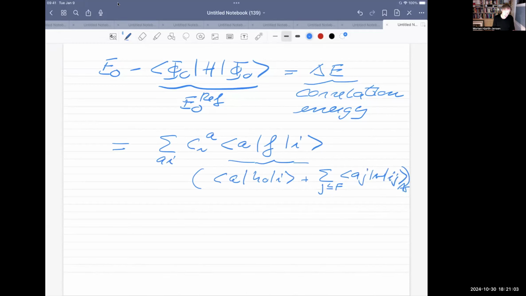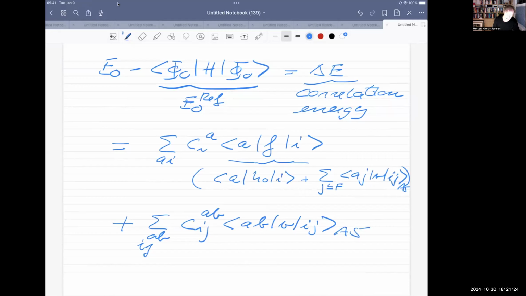And then we have the next term, which is now given by the sum over two particle, two hole excitations. And we have a Cij of AB. And then we get a matrix element of AB, of V, of Ij here, anti-symmetrized. Now, in case we have performed the Hartree-Fock calculation, then what we found is that this contribution here is actually set to 0.